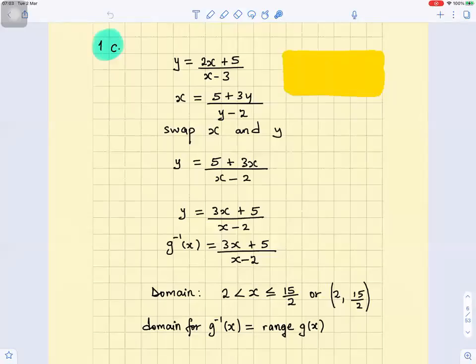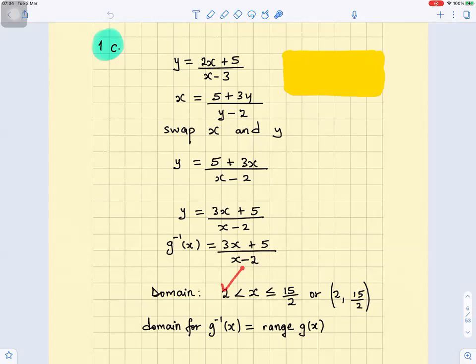So for part C, we write y equals 2x plus 5 over x minus 3. So we write this as y. And then we can swap x and y. So wherever we see x, we can swap x and y. So y is equal to 5 plus 3x over x minus 2. And if you have y equals 3x plus 5 over x minus 2, so g inverse of x is 3x plus 5 over x minus 2.